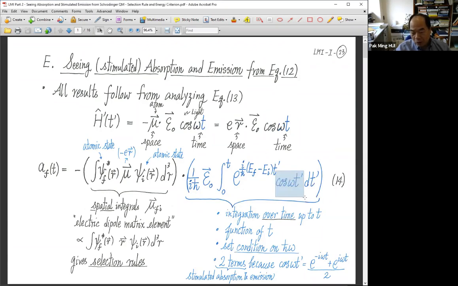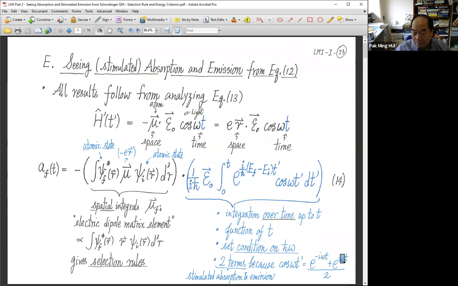recall, from your high school, cosine theta equals e^(i theta) plus e^(-i theta) divided by 2, all right? So that is our starting point. Immediately, you see physics is fascinating. We have a real field coming in to interact with the atom. Immediately, you see two possibilities. We have a minus omega in one term. We have a plus omega in another term.